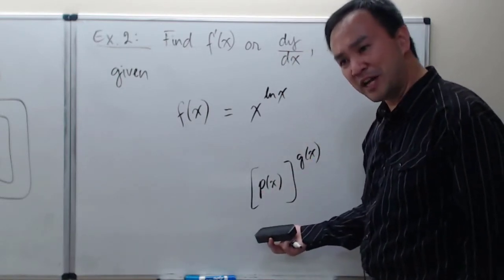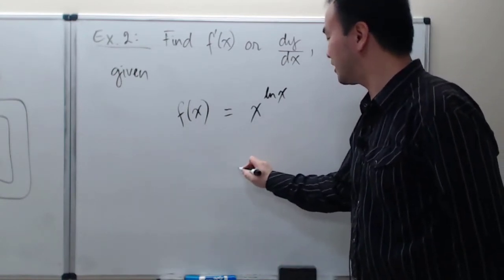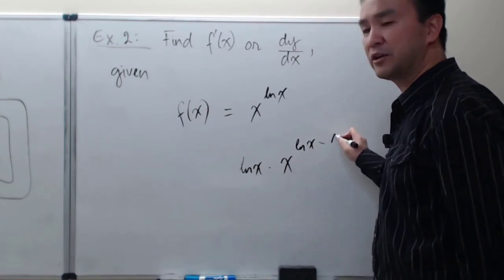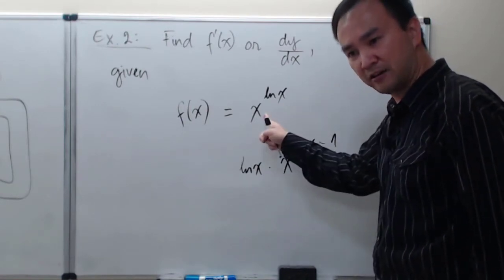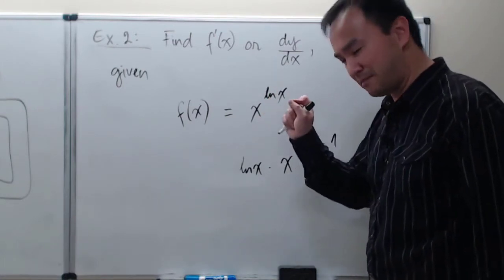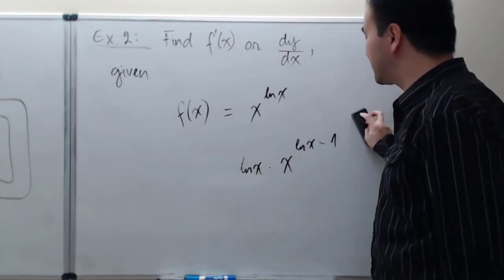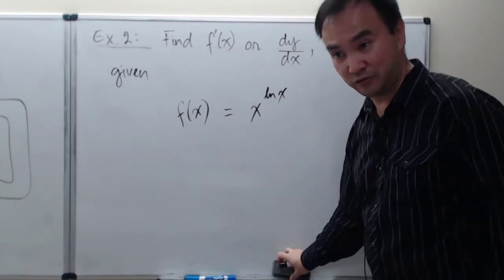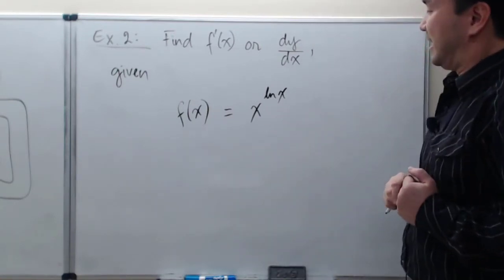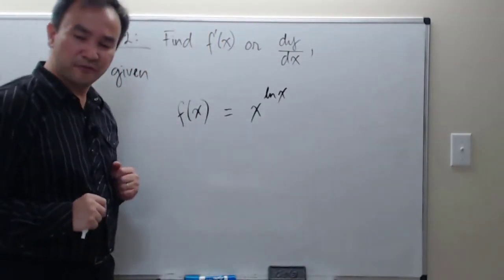But now, how are we going to find the derivative? Please do not go natural log of x times x to the natural log of x minus 1. This is way out. This is not a power function, and it's not the usual exponential function. So my point is the derivative is not simply x to the natural log of x repeated, because it's not an exponential function. And so now we have to use logarithmic differentiation.